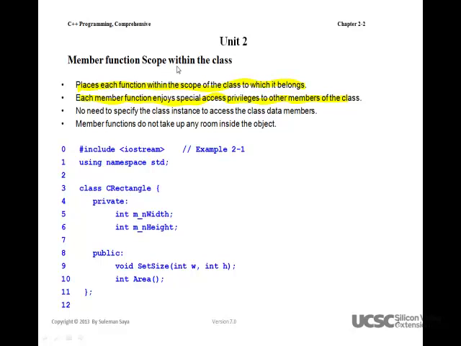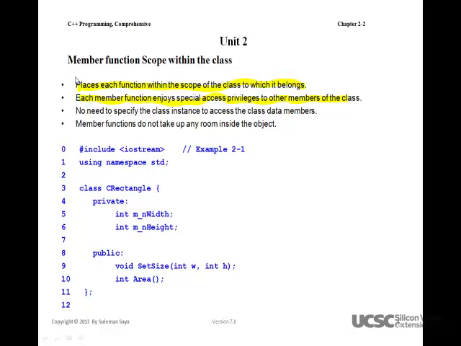Member function scope within the class. This places each function within the scope of the class to which it belongs. Basically, each member function is in the scope of a class where it can see its own data members. So the member function's responsibility is to be able to operate on the data that it has, the data members within the class.